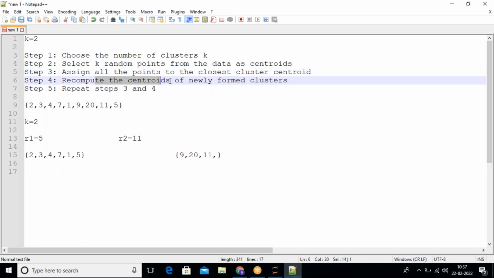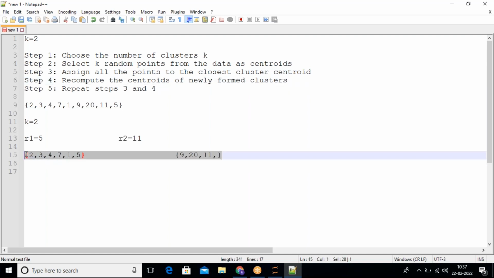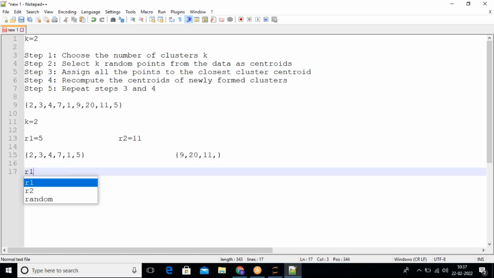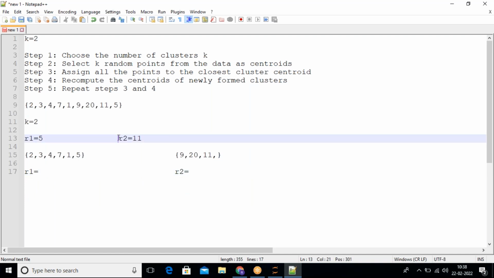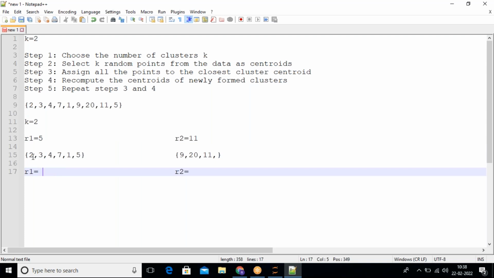Now step 3 is complete. Now they are telling us to recompute the centroid of the newly formed clusters. So we have two newly formed clusters, and we have to find the centroid again. R1, and again we have to find the centroid, that is R2.